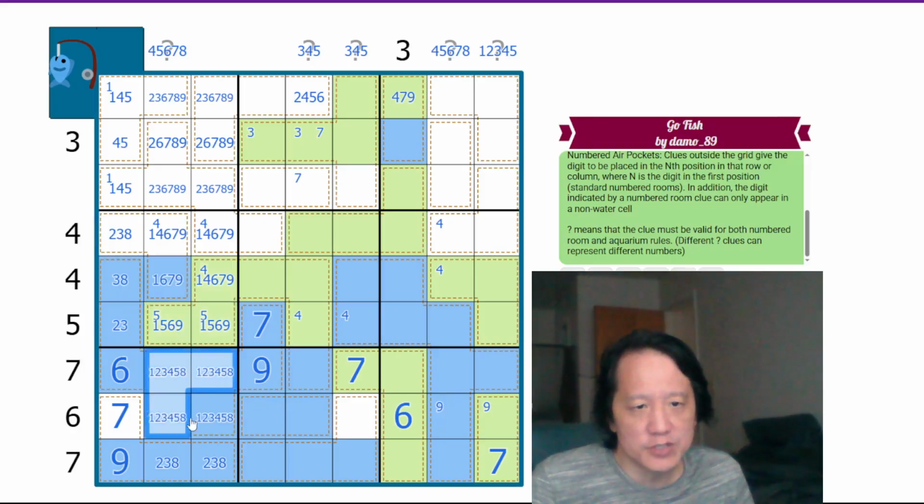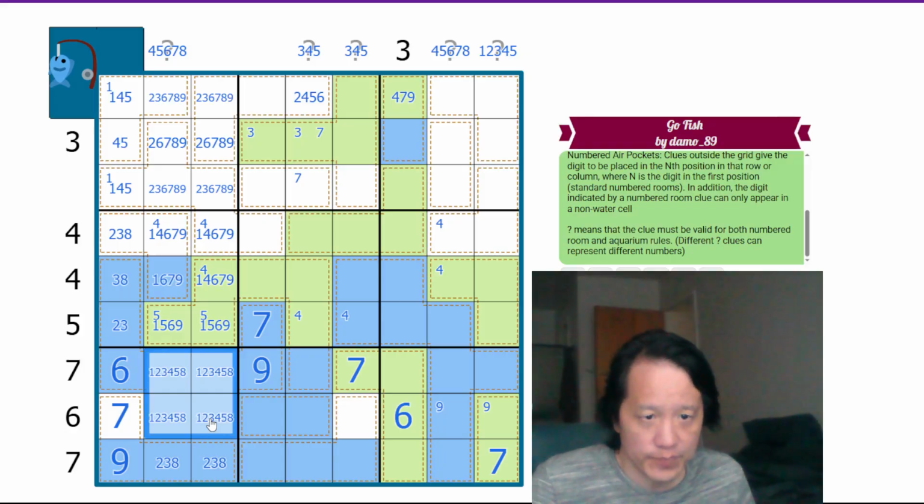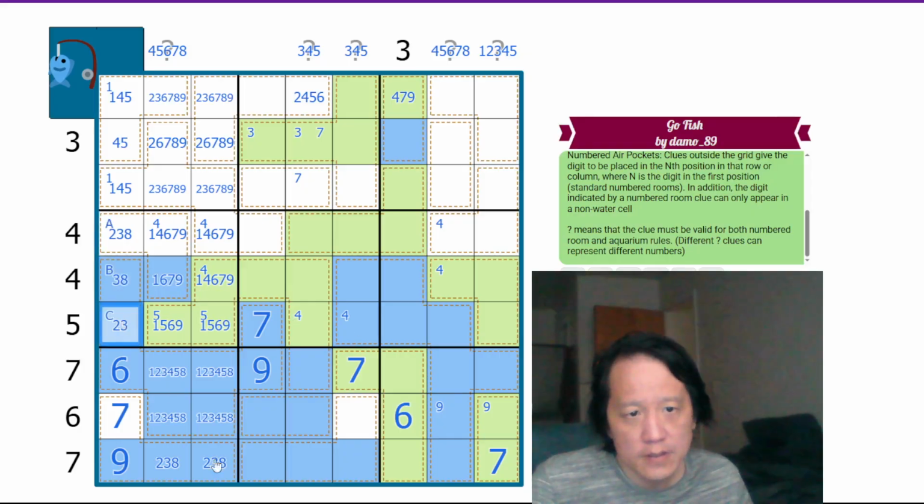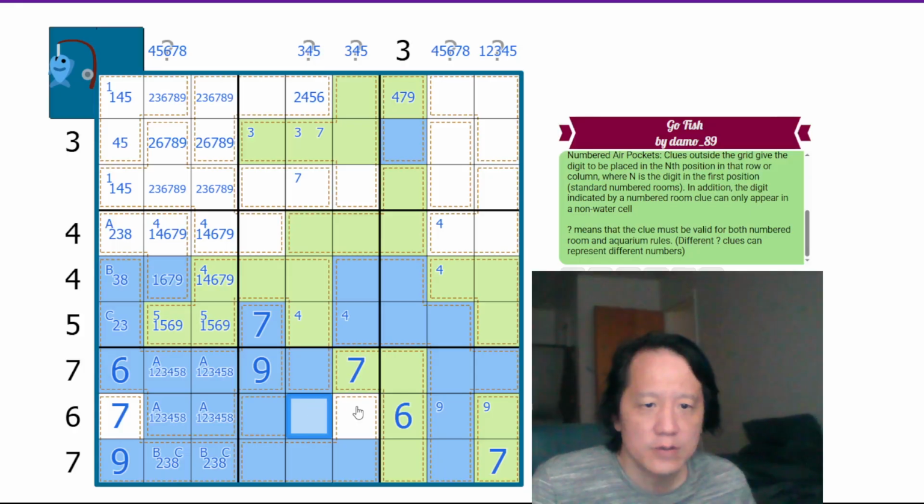This digit must be the same as the digit that's here. So let's mark these as A, B, and C. This is a BC pair. A has to be one of those four.